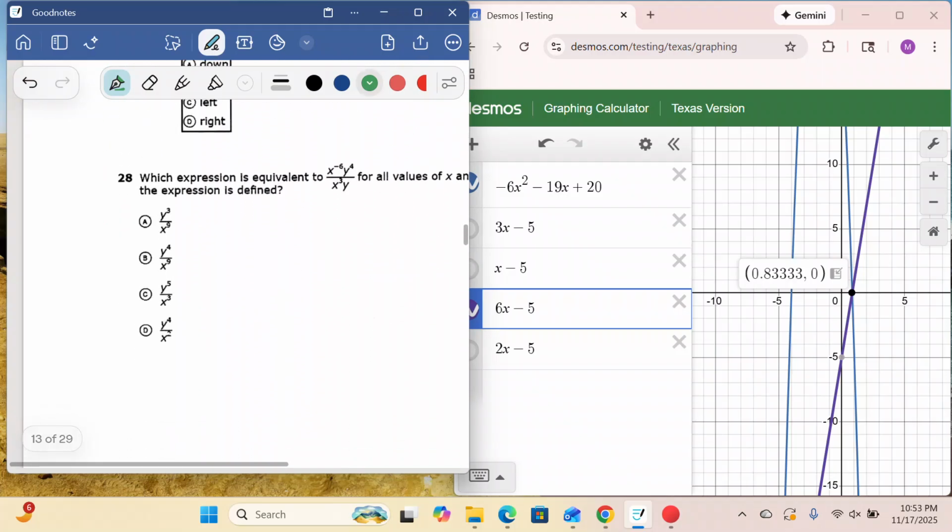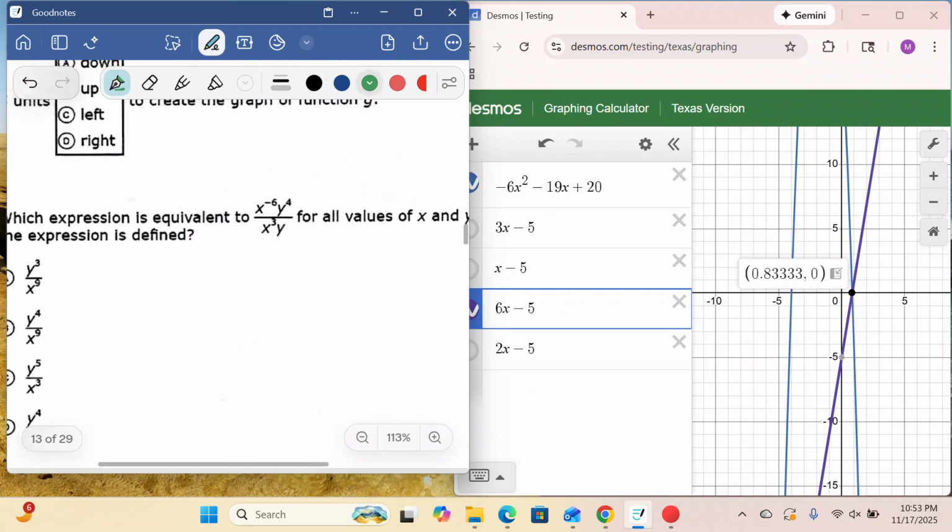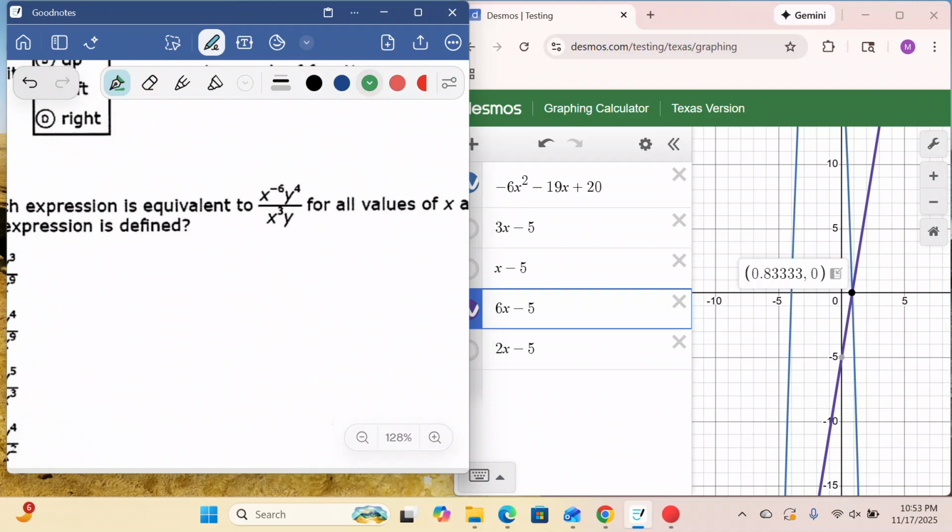The next one that I'm going to do on my review is number 28. So what I'm going to do is rewrite this equation. I'm not doing anything to it.